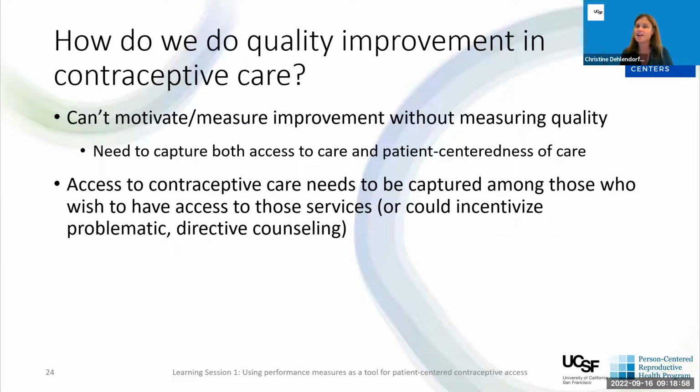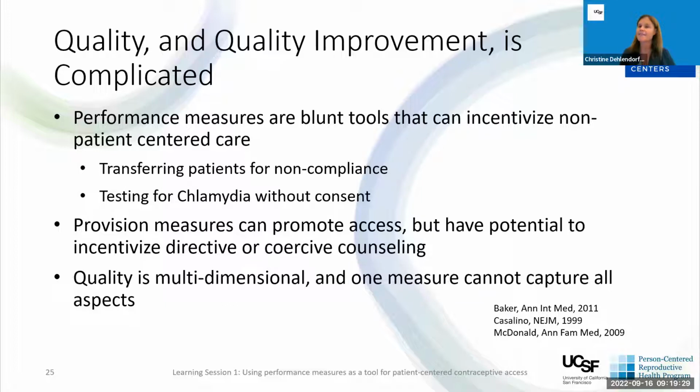And the advantage of electronic health record data is that we can do a better job by excluding those who don't want contraceptive care from the denominator, and therefore measuring quality not by whether we're providing contraception to everyone, whether or not they want it, but whether we're providing contraception to those who want it, which is actually what we ultimately care about. If we don't do that, it could incentivize, as Jamie already referenced, problematic and directive counseling.